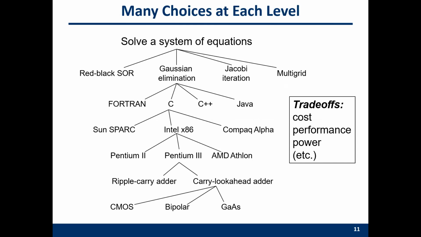This example is to solve a system of equations. You have different algorithms. Different algorithms can help you to achieve the same goal. And even if you select this algorithm, you can implement that in different languages. Even if you select this language, you can compile it on different instruction sets. And even if you select the most common one, the Intel x86, you have different CPUs, AMD, Intel. And then you can use different circuits to implement the same CPU. And the circuit can be fabricated by different process technology.